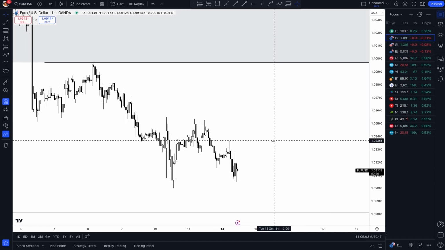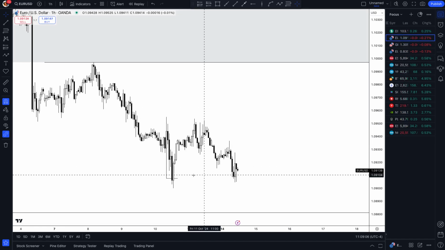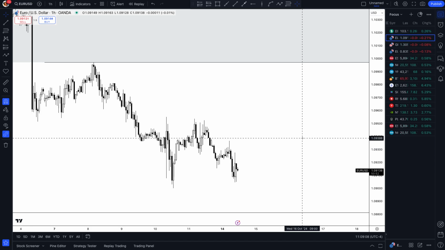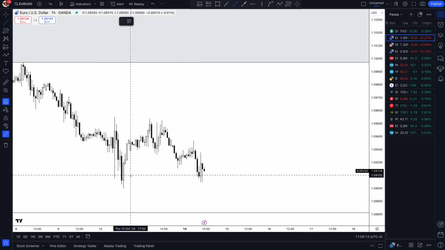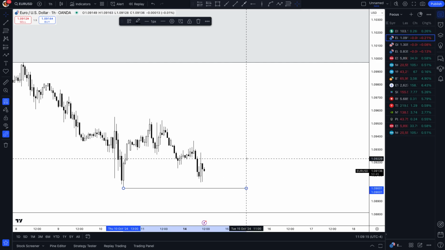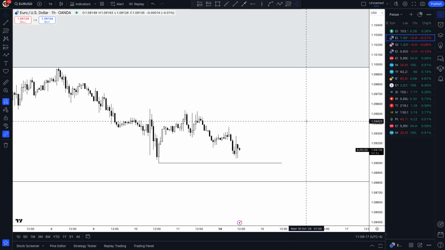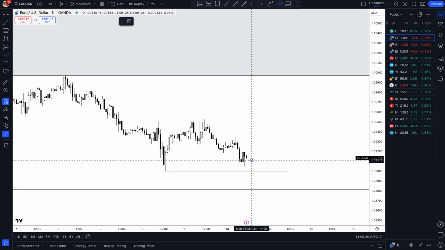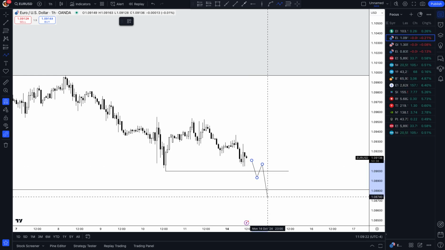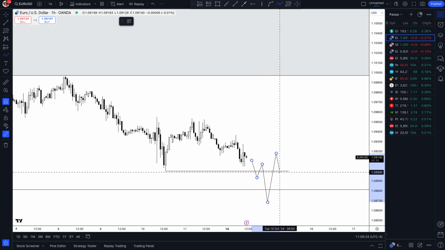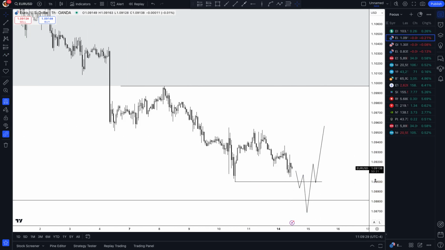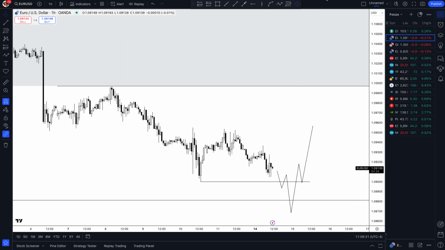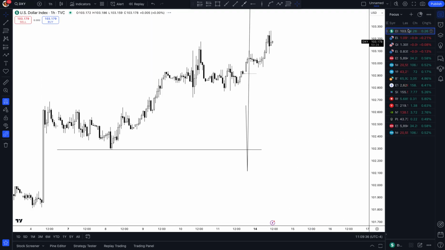So EU right now is quite weak. So again, ideally for me, I would want to see this low get taken out. And if that low gets taken out, then GU is likely going to take out that low as well. So looking for potentially something like this there for EU tomorrow. So that is it for today.